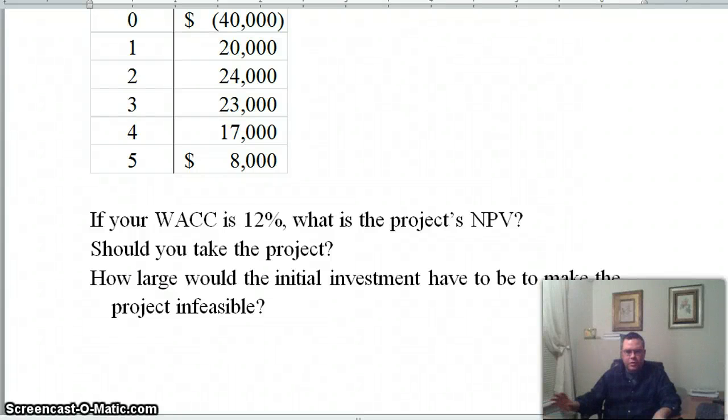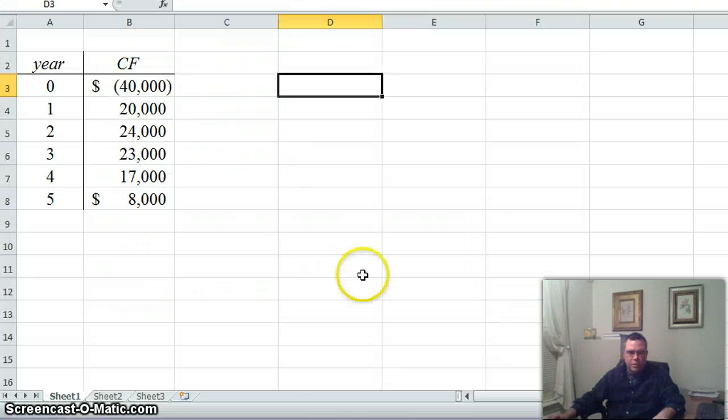Alright, this is lecture 10.2, continuing the last lecture. We were talking about net present value, the decision criterion for estimating whether or not a capital budgeting project is a good project to take or not. So we're getting ready to move over to Excel, and we're going to look at these numbers here, and we're going to find their net present value.